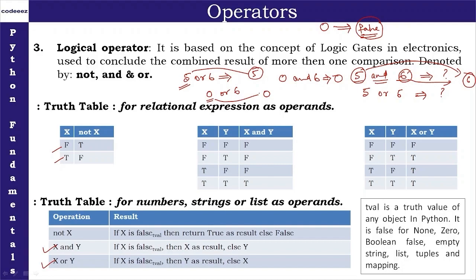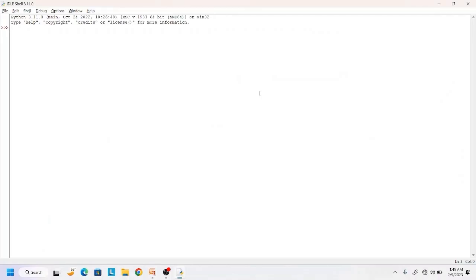To understand it better, see here the example. Suppose the value of the first operand is 5 and I have applied AND, and the value of the second operand is 6. Now the first operand's value is not false. In this case, what will we get as the result? The second operand's value, that is 6. And if the first operand's value is false, suppose I have written 0 and 6, in this case what will it give as the result? It will give 0 as the result.